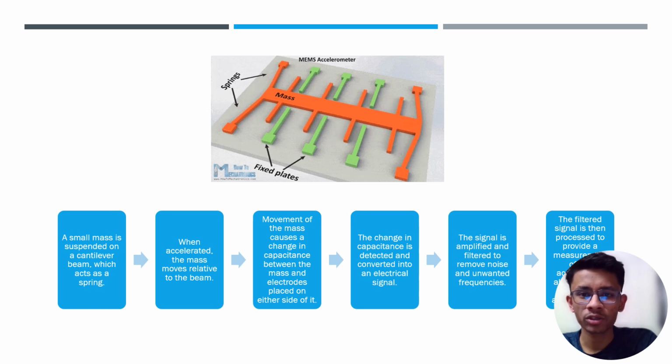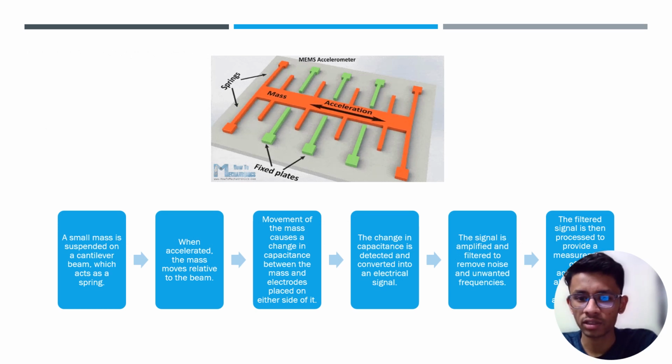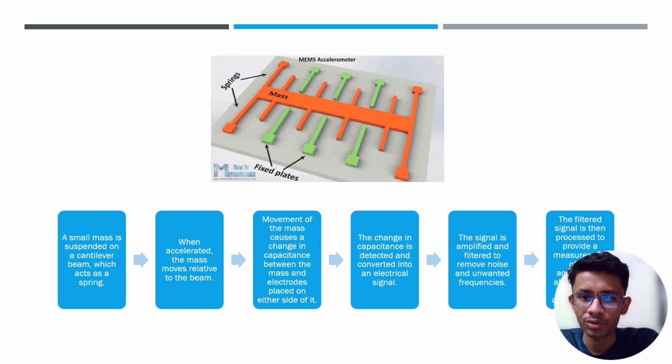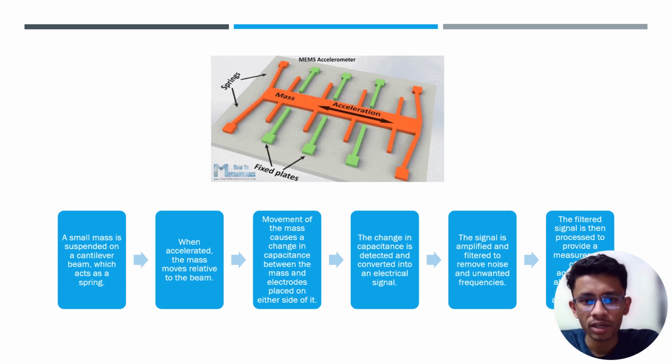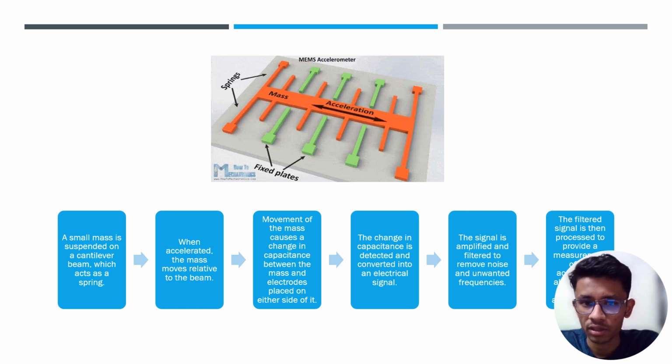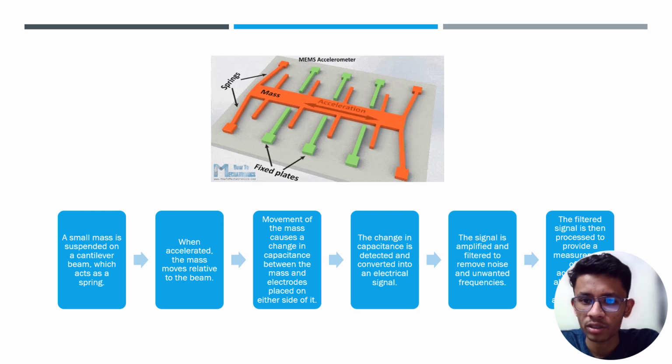The video clip demonstrates the working of a typical MEMS accelerometer. A small mass is suspended on a cantilever beam, which acts as a spring. When accelerated, the mass moves relative to the beam. Movement of the mass causes a change in the capacitance between the mass and the electrodes placed on either side of it. The change in capacitance is detected and converted into an electrical signal. This signal is then amplified and filtered to remove noise and unwanted frequencies. The filtered signal is then processed to provide measurements of the acceleration along the axis of the accelerometer.